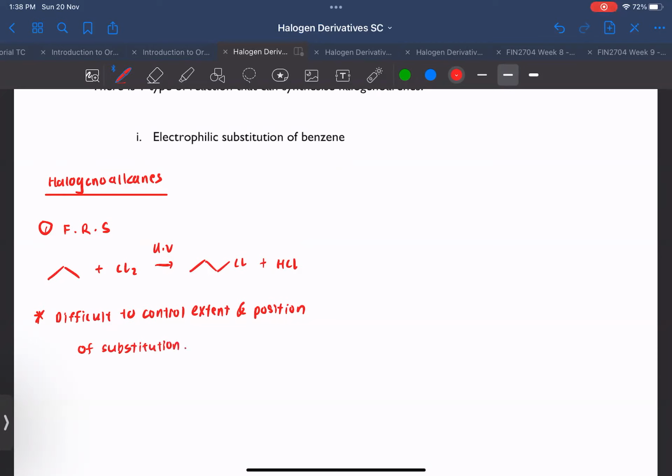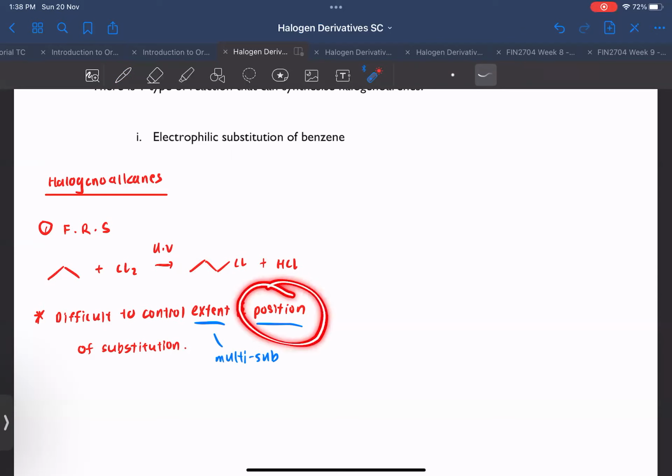Okay, what do I mean by this? This is very important also. Extent and position. Extent refers to the fact that it could undergo multi-substitution, and that's not what you want. If you just want to substitute one halogen, then you don't want this to proceed any further. But there's nothing really to control whether it goes further or not. It's very difficult to control how much it substitutes, because as long as there's a hydrogen, you see all these places here all have hydrogen, it will likely undergo substitution.